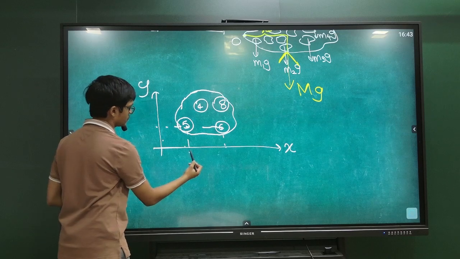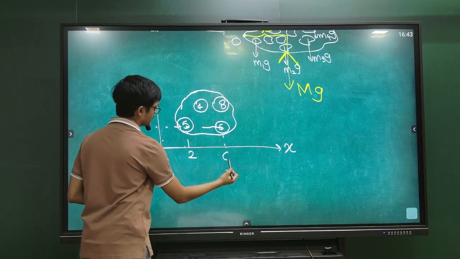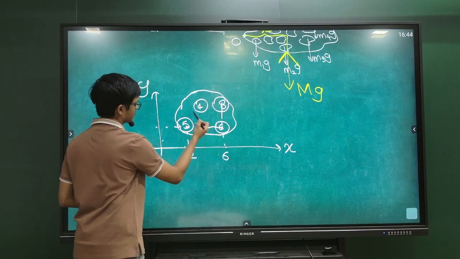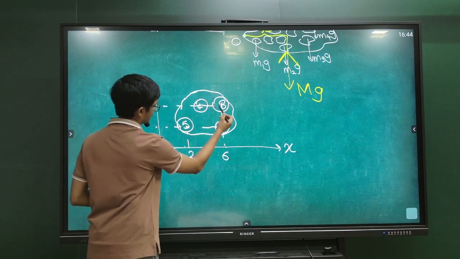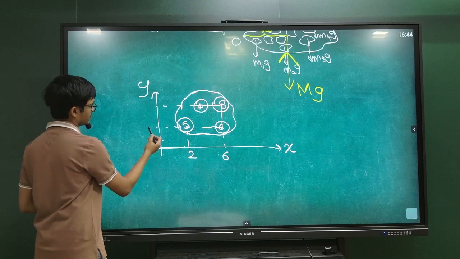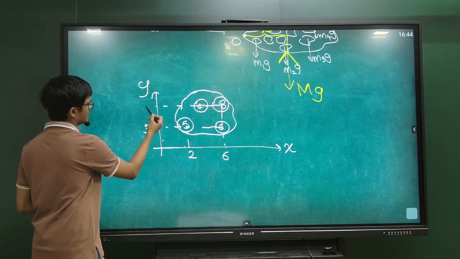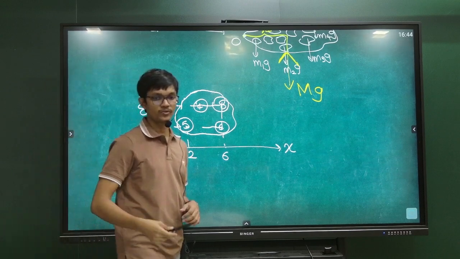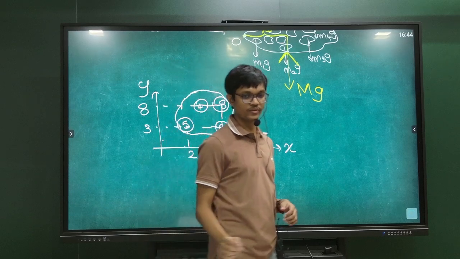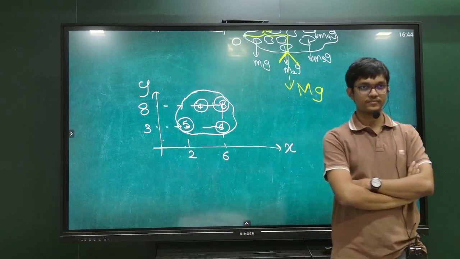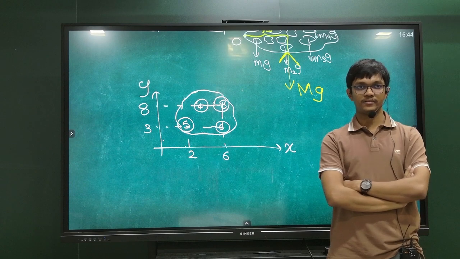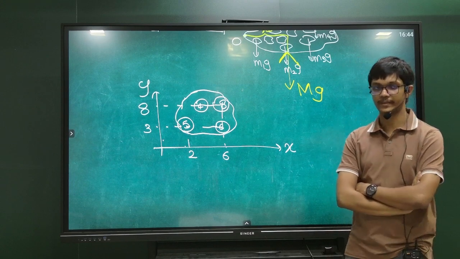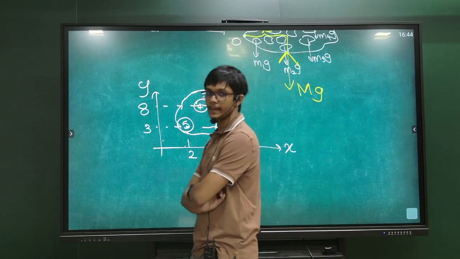This distance is 2 meters. This is 6 meters. This is 3 meters, this is 8 meters. Find the center of gravity of the system. Find the point. Find the center of gravity quickly.